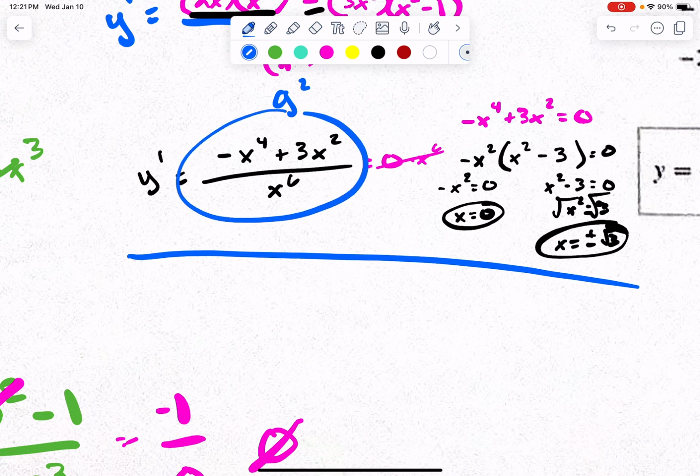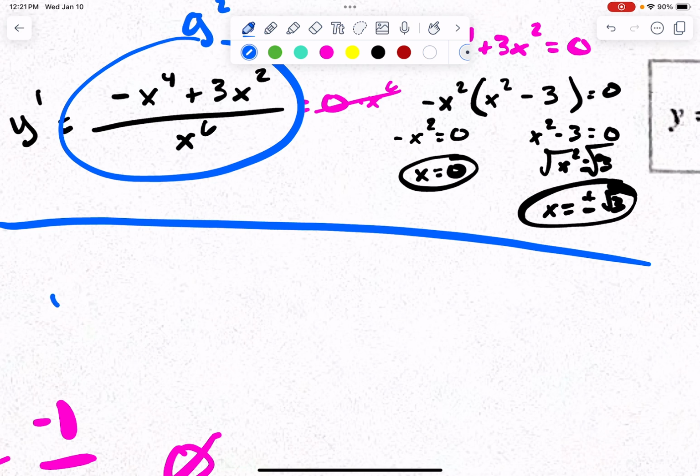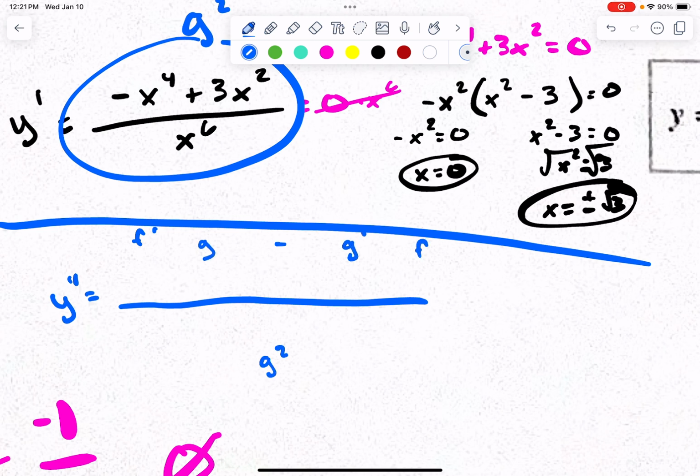Okay, second derivative. So derivative of this guy, we got to do another quotient rule. Okay, so y double prime. Here we go. Buckle in. f prime g minus g prime f all over g squared. All right, g squared is this guy, x to the 6th and then squared again, which will be x to the 12th power. I'm doing a little bit of simplifying.